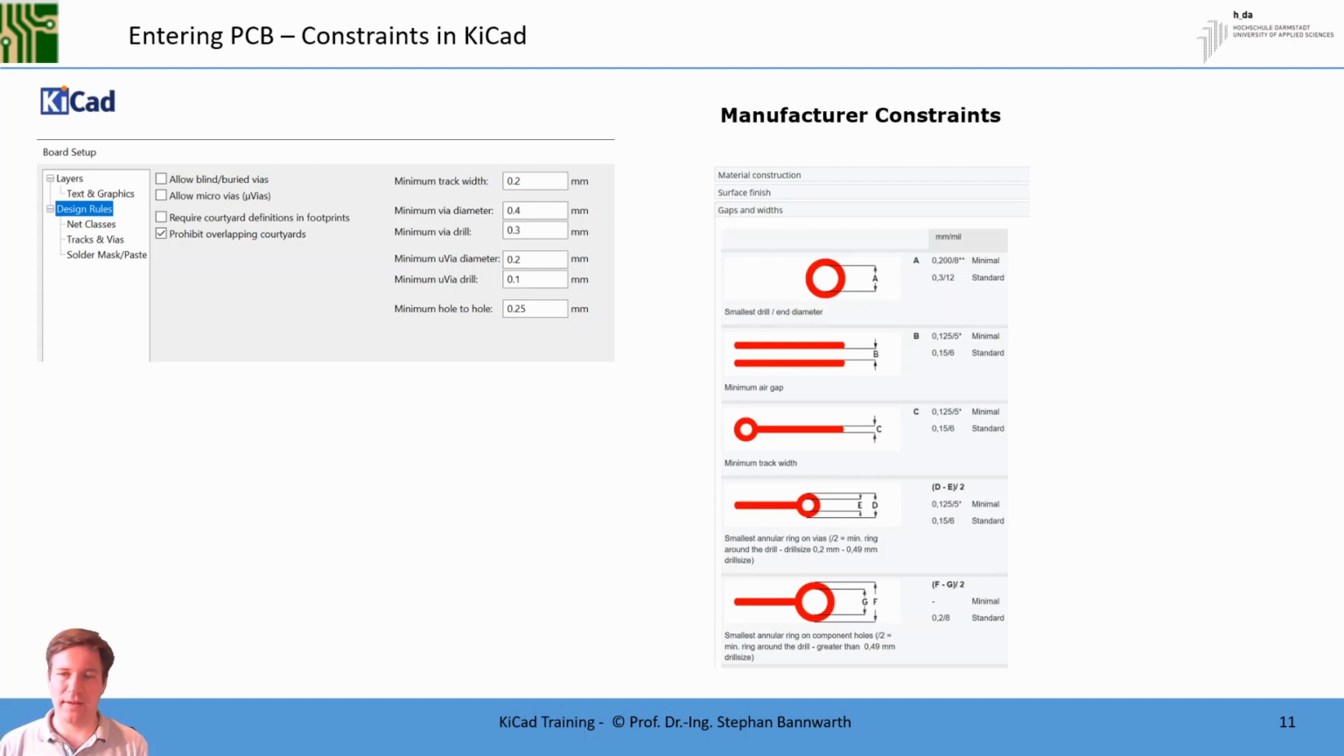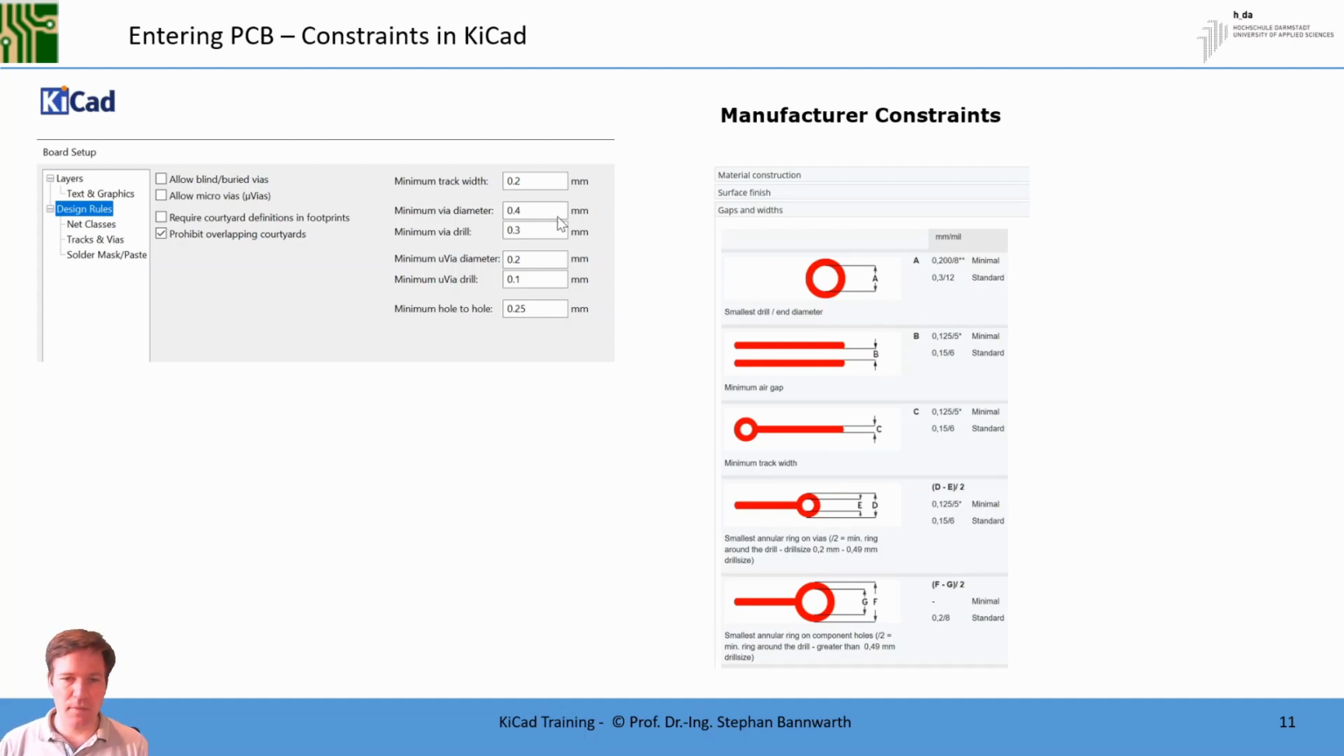Otherwise, take the minimum track width from your own side a bit bigger than the minimum track width C from the manufacturer. This relates also to the holes and drill sizes, etc. Okay, so we have checked this.